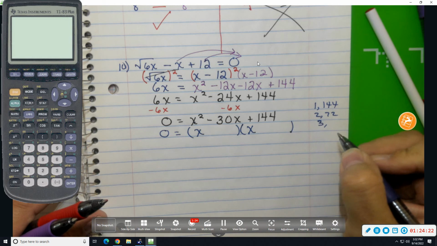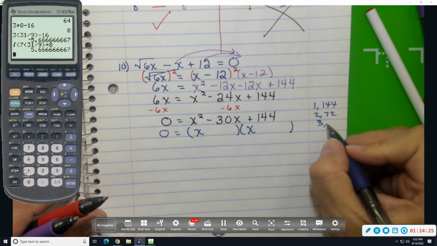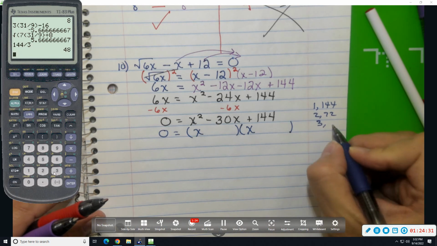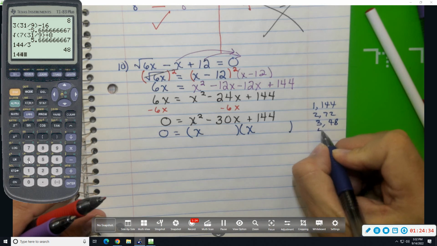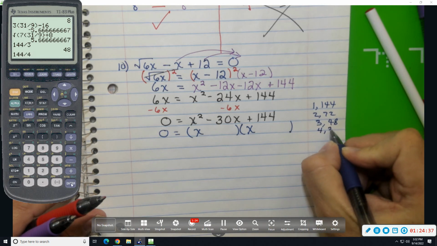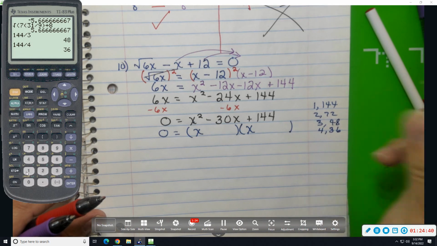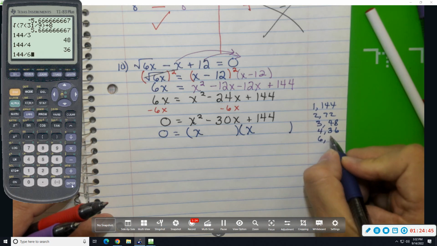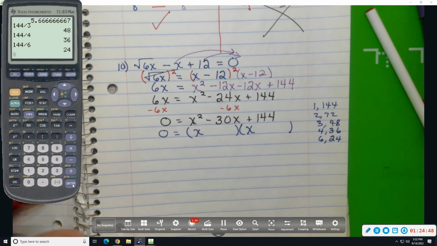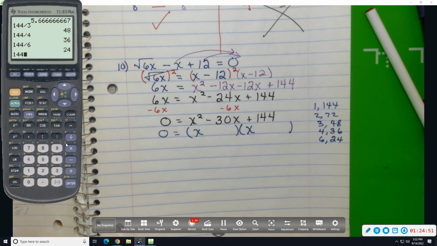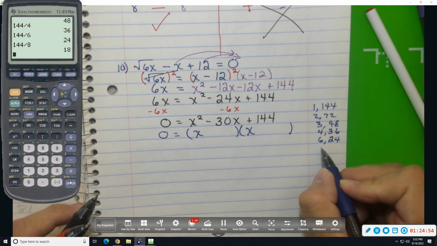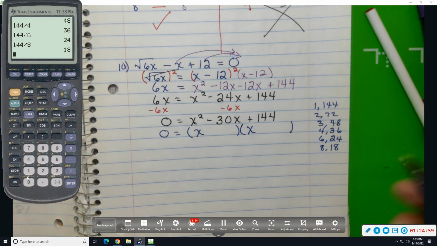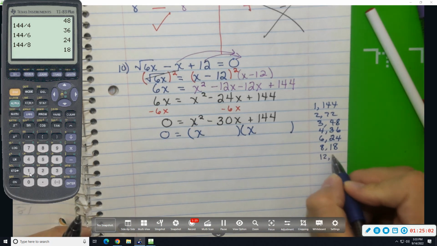What's 144 divided by 3? Yeah, 144 divided by 3 is 48. 144 divided by 4 is 36. 5 doesn't go into it. What about 6? 144 divided by 6 is 24. 7 doesn't, but 8 divides evenly into it. Is it 8 times 18? And there's still another pair: 9 times 16, and 12 times 12.